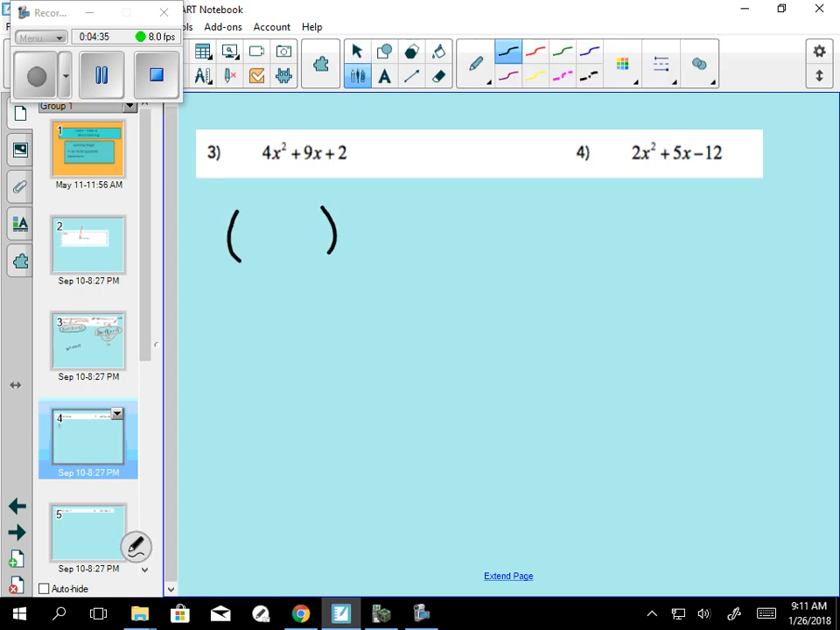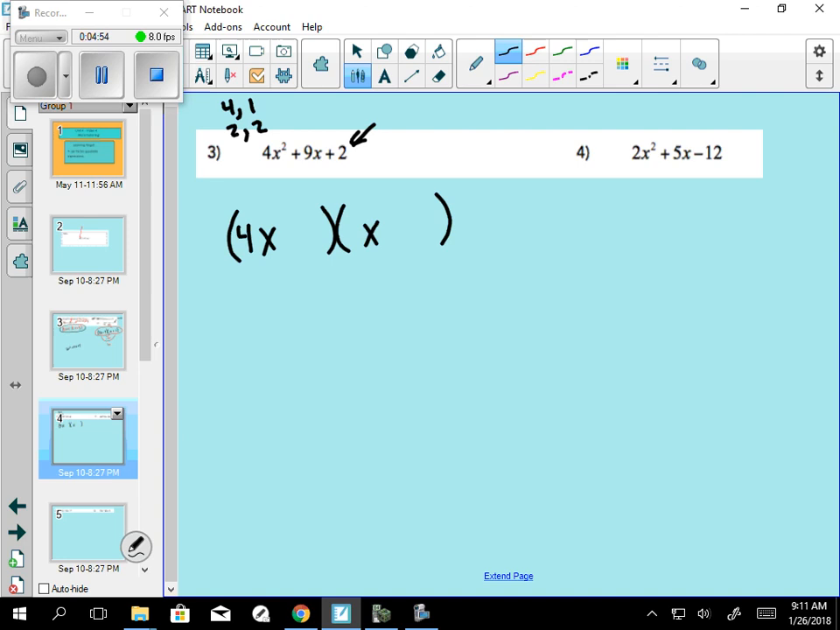On this one, you got 4x squared here, so we know it can't be just x and x again. Actually, we got a couple options here. This could be 4 and 1 that multiply to 4. We could also maybe have 2 and 2. Let's try 4 and 1 first and see what we get.